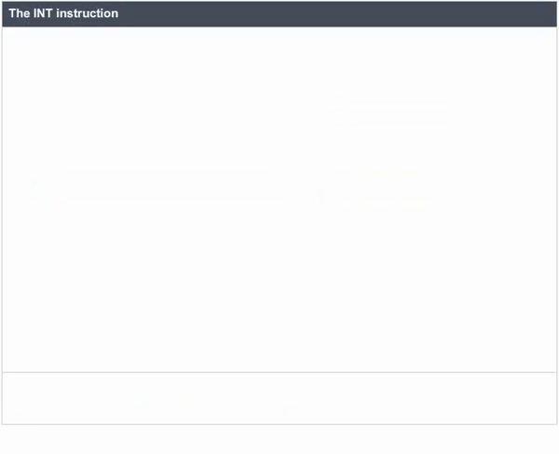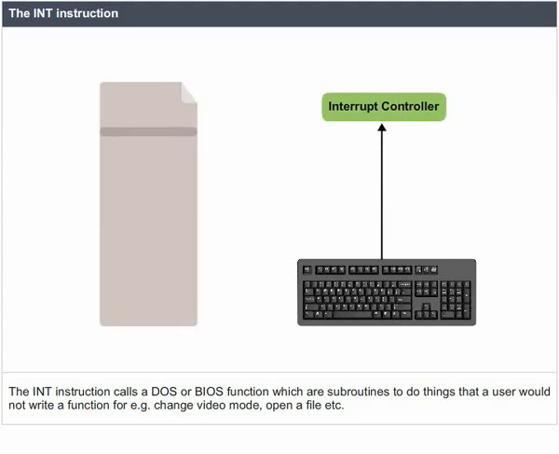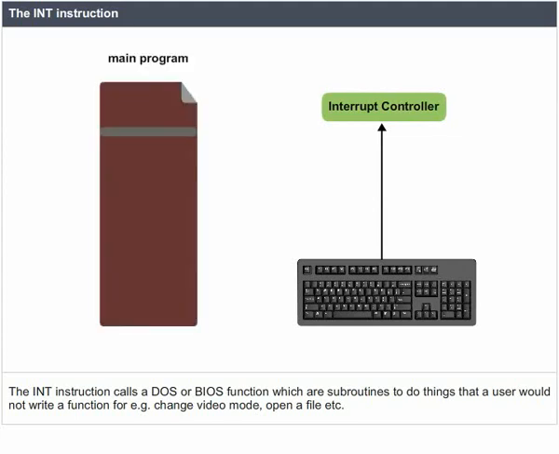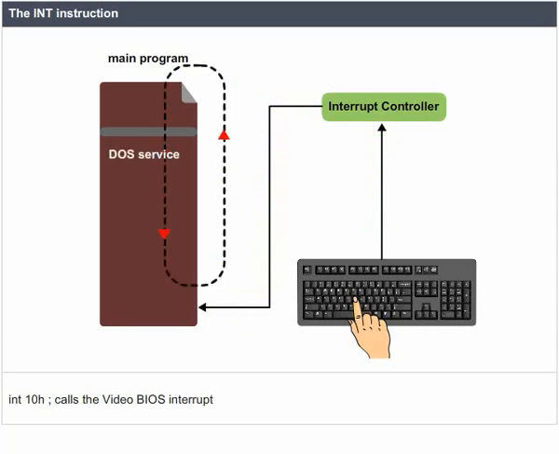The INT instruction. The INT instruction calls a DOS or BIOS function, which are subroutines to do things that a user would not write a function for, for example change video mode, open a file, etc. The syntax is INT space interrupt number. Some examples are INT 21H calls DOS service. INT 10H calls the video BIOS interrupt.